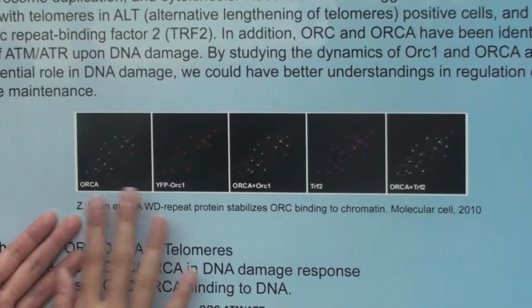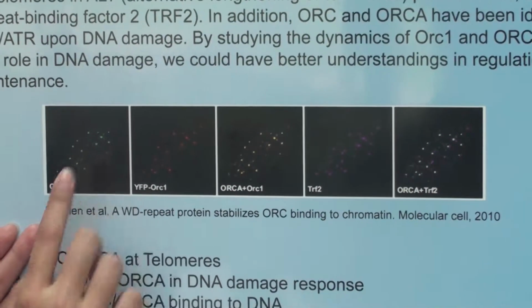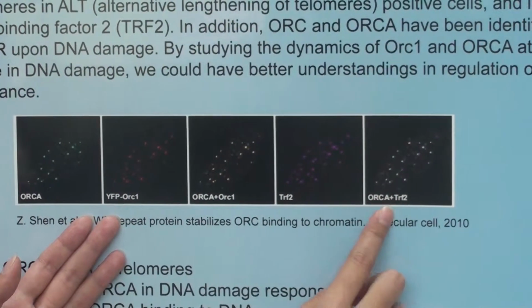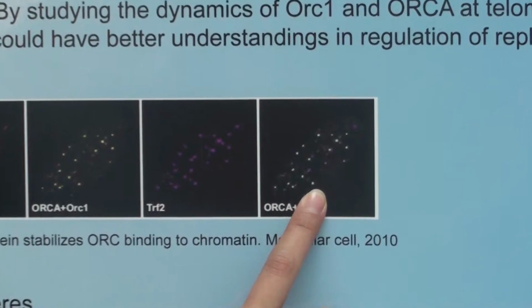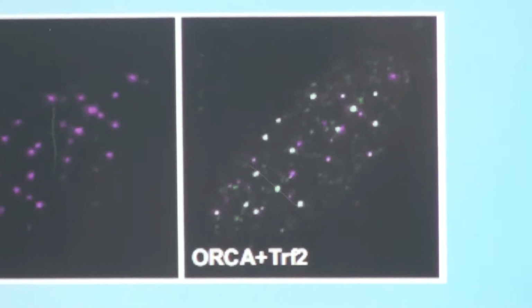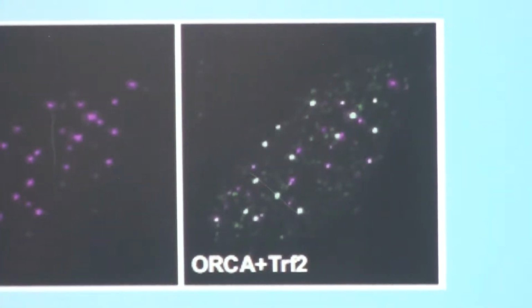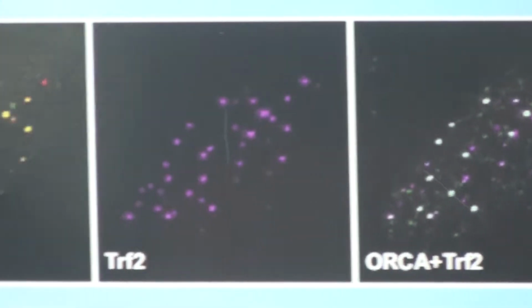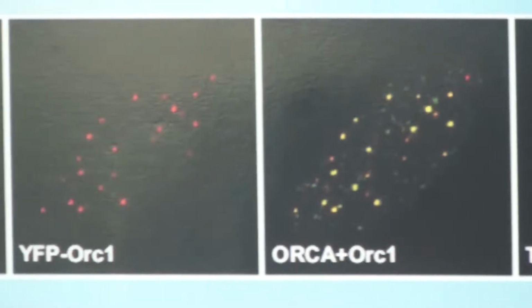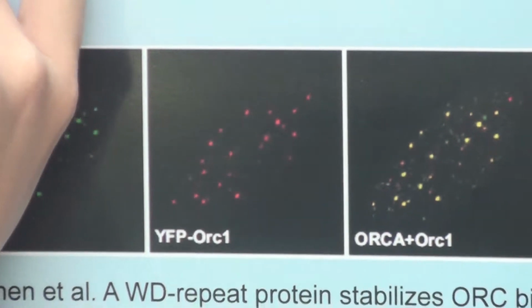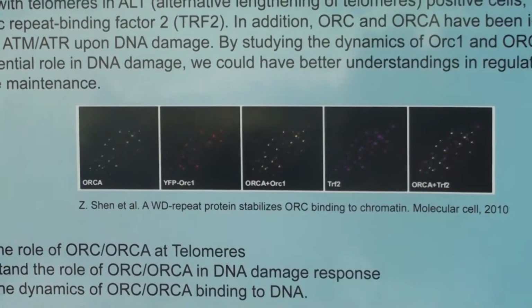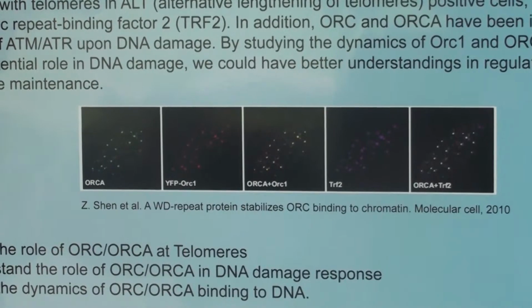This image is from a previous publication from a lab. It is an immunofluorescence image. We can see that the signals of ORCA, ORC1, and telomere are co-localized, as indicated by these white spots. So these proteins localize at telomeres, and basically a protein does not go to a place that does not have a function. Besides that, we also found that the localization of these two proteins with telomeres is specific in cells that use a different mechanism for telomere lengthening, called alternative lengthening of telomeres, which utilizes homologous recombination.